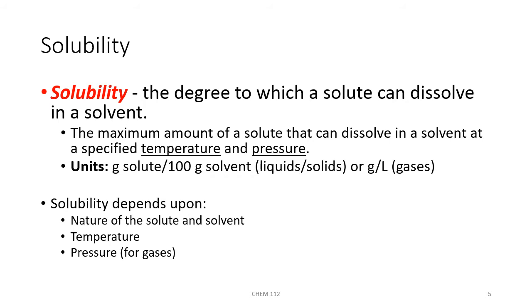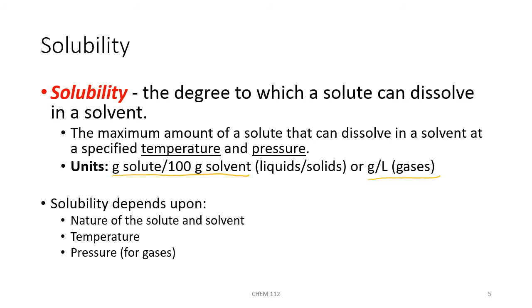We'll expand upon some of the solubility rules later in class this semester. Solubility can be said to be the degree to which a solute will dissolve in a given solvent, or the maximum amount of solute that can be dissolved in a solvent at a specified temperature and pressure. So that means that temperature and pressure can also change solubility. The units that are commonly used to report solubility are often the grams of solute dissolved per 100 grams of solvent. This is often used when talking about the solubility of solids and liquids. Sometimes we use the units of grams per liter when we're talking about the solubility of gases in a liquid.